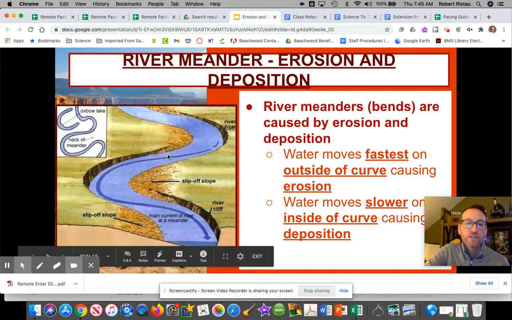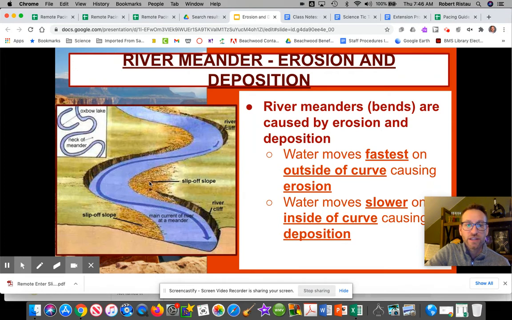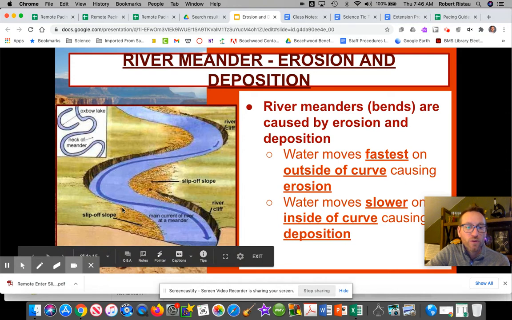On this river turn here, along the inside, the water slows down. And so you start to get deposits. And then you start to see it actually on the inside of the turns. On the outside, for the water to stay right next to it as it's coming through the turn, it's covering more distance. So it's actually going to have a little bit more speed. And so because it has a little bit more speed, there's a little bit more force.